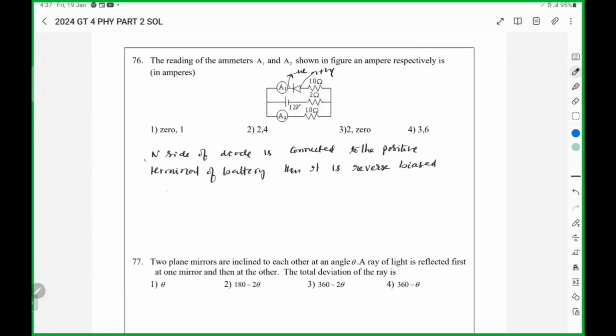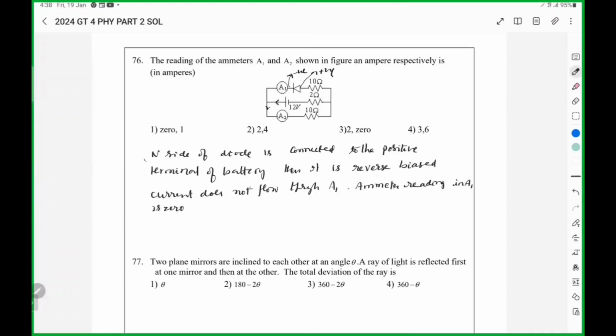So once current does not flow, the ammeter reading in A1 is 0.